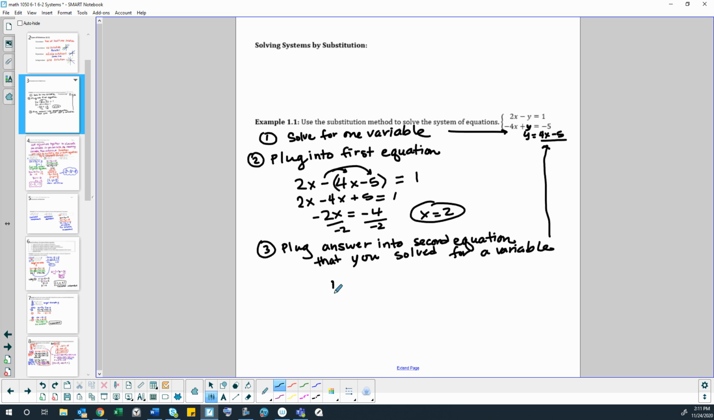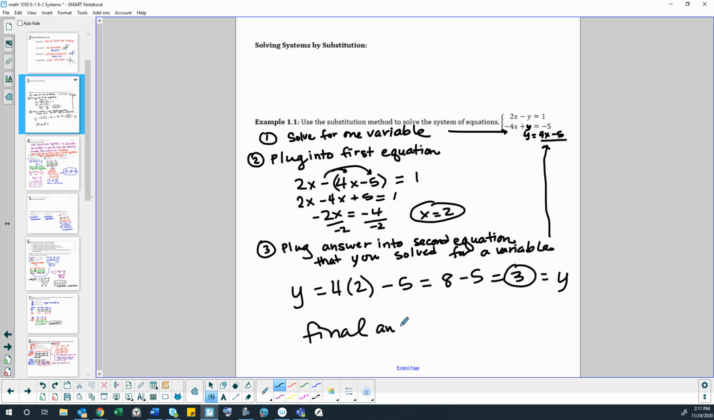So we're just going to plug our x in there. So x is 2, we're going to go 4 times 2 minus 5. So 8 minus 5 is 3, so y equals 3. That's y, right, because I was using that equation for y. So my final answer is usually given as an xy coordinate point: (2, 3).